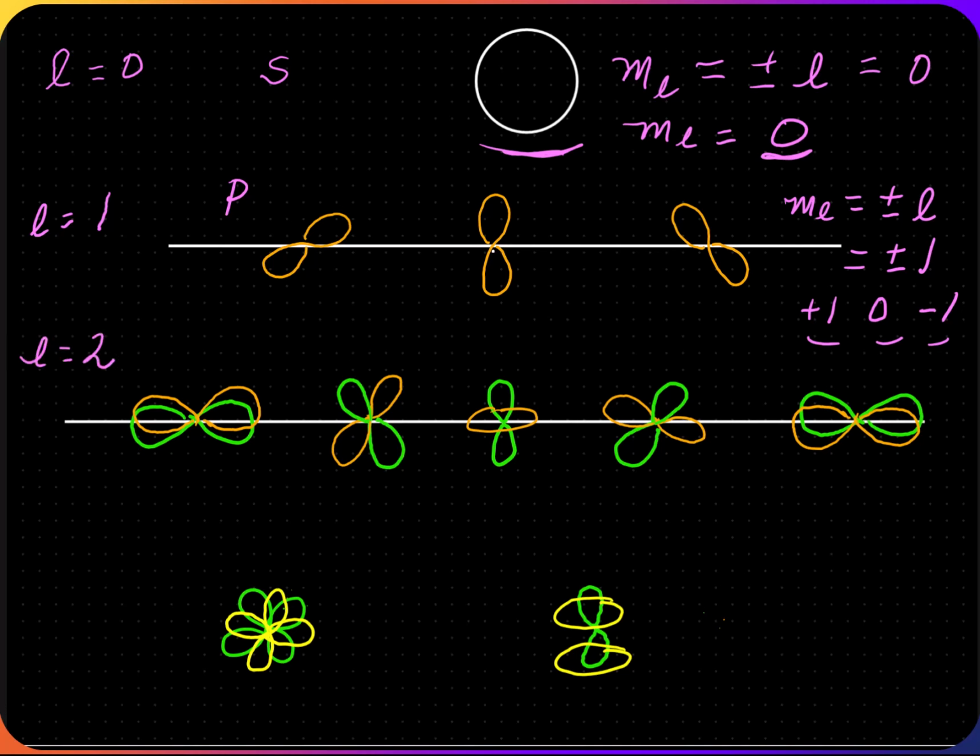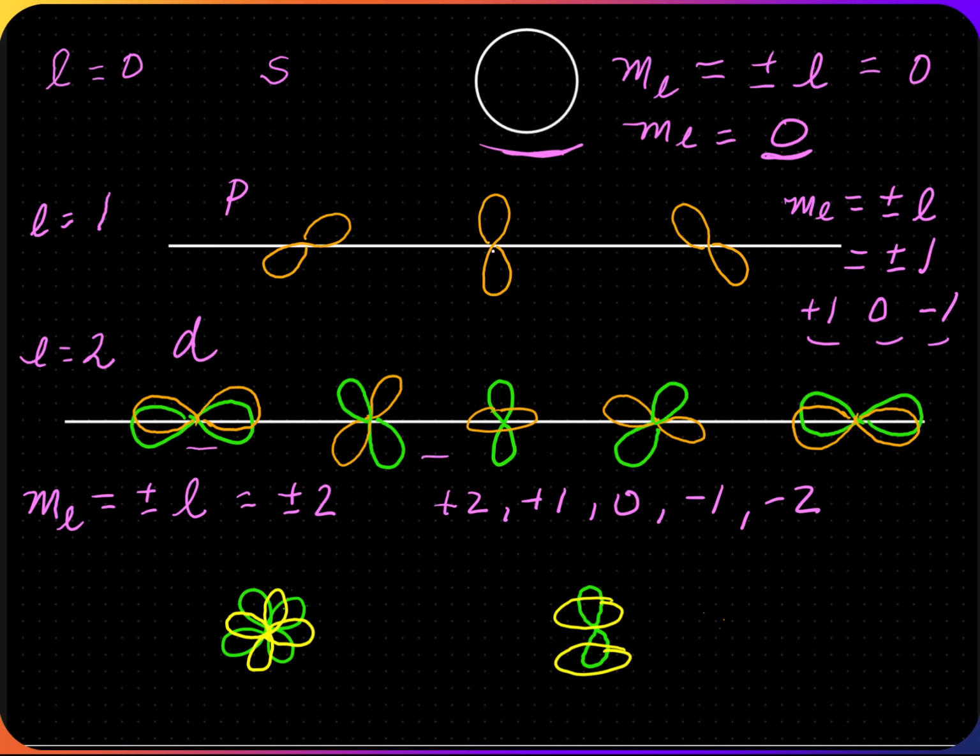When L is equal to 2, that is a D. ML, again, is still plus or minus L. This is going to equal plus or minus 2. And so my range is going to be plus 2, plus 1, 0, minus 1, minus 2. And so if you notice, there are 5 different orientations. We stated the D looks like 2 P's put together. They could go in the XY plane, the YZ plane, and so forth. And then the 5th one is a P orbital with like a donut around it.